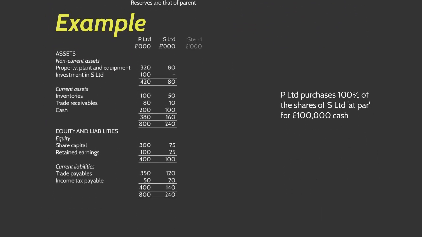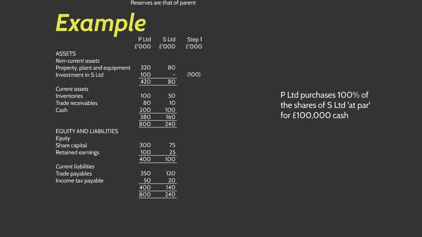Step 1. We need to just get rid of the investment. So that was step 1. Eliminate the investment in S Limited, as I've already explained. If we're including that and the assets and liabilities of S Limited, then we're counting the investment and the actual value of S Limited twice. That's double counting, and so we need to remove the investment.